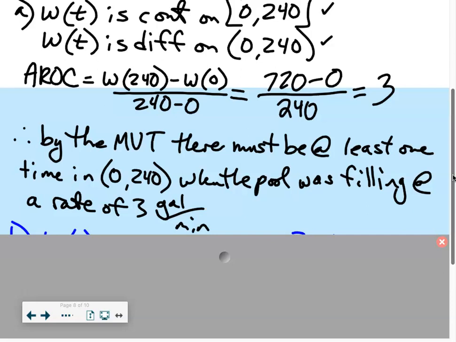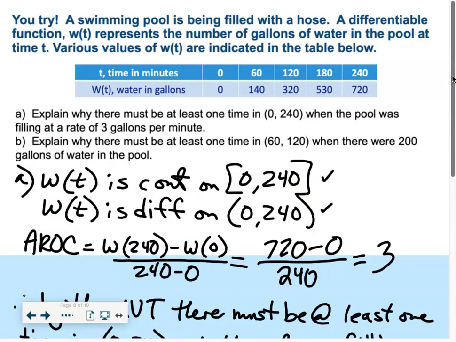All right. Part B, how do we know that there has to be at some point where W of T is 200, where the amount of water in the pool is 200 gallons? Okay, so how do I show that? That's IVT, which all of you figured out, so very well done. IVT deals with function values, Y values. MVT is rates, IVT is Y values.